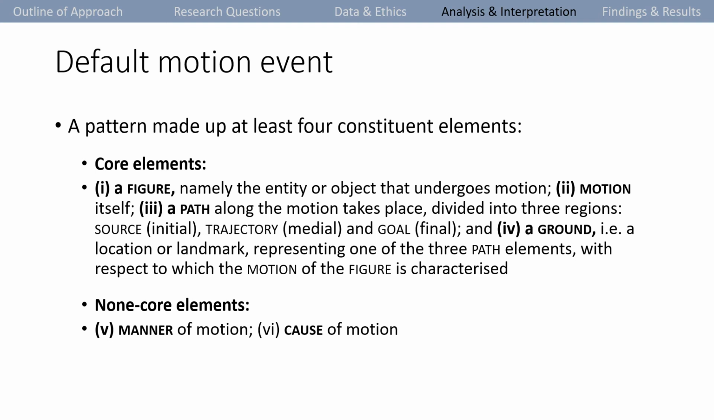For Talmy, a motion event, as it is represented conceptually, is a pattern made up of at least 4 constituent elements. A figure, namely the entity or object that undergoes motion, motion itself, or lack of it, a path along which the motion takes place, which is in turn divided into 3 elements or regions, the source, the trajectory, and the goal, and a ground, a location or landmark representing one of the 3 path elements with respect to which the motion of the figure is characterized. In addition to these core or obligatory components, Talmy identifies 2 further elements that may receive representation: the manner and/or the cause of the motion.